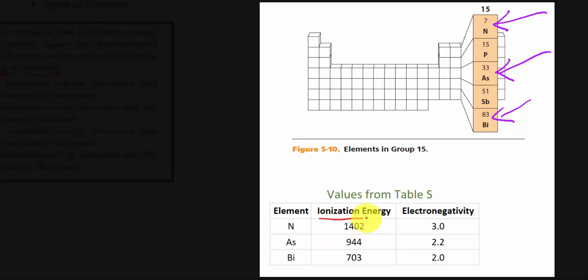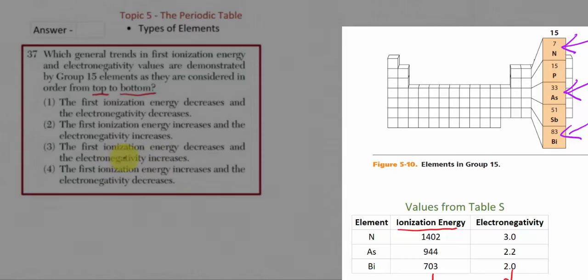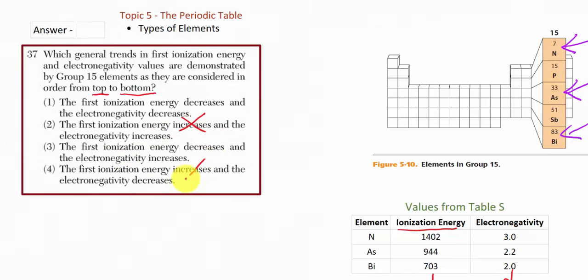You can see the ionization energy as you go from top to bottom, nitrogen to bismuth. The numbers go from 1402 down to 703. That's a decrease. And electronegativity values start at 3 and go down to 2.0. That's also a decrease. So we're looking for an answer where the first ionization energy decreases and the electronegativity also decreases. That's going to be answer number 1.